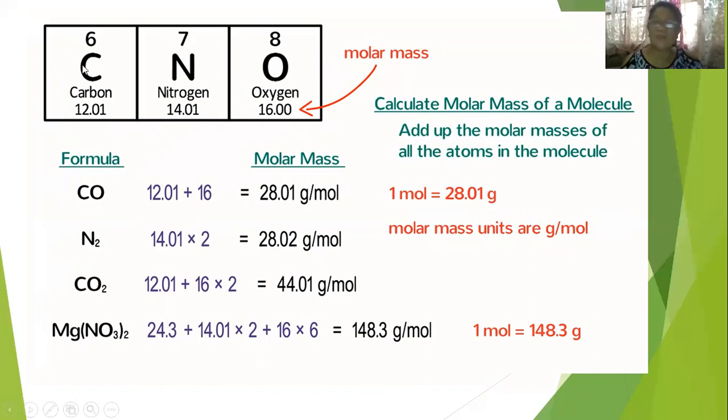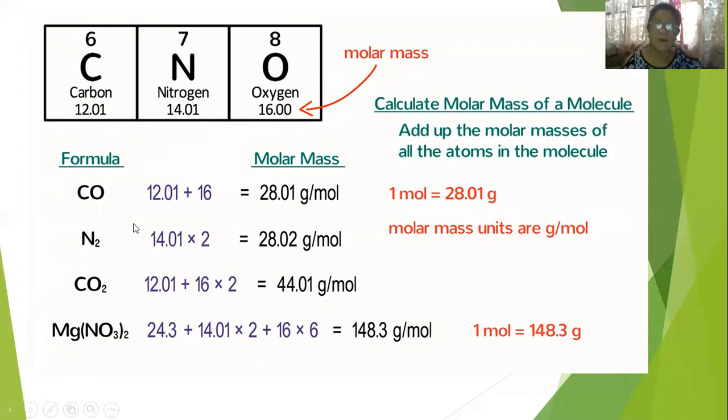For instance, we have here carbon. The molar mass of carbon is 12.01 from the periodic table. We have nitrogen. The molar mass of nitrogen is 14.01. And the unit, of course, is gram per mole. Then oxygen, that is 16. Unit is gram per mole. How are we going to get the molar mass of a molecule? Add up all the molar masses of all the atoms in a molecule.